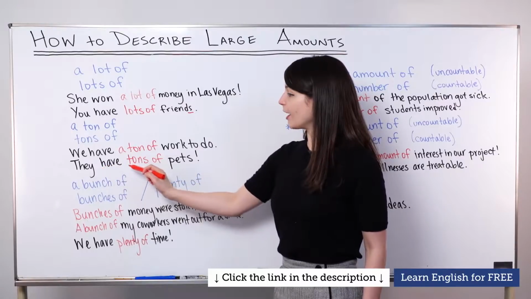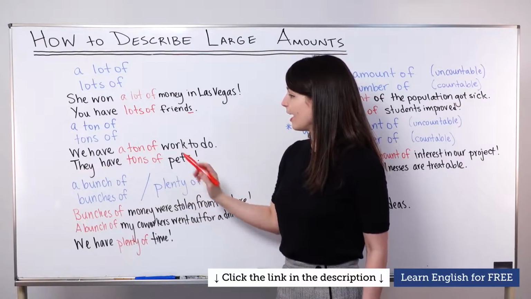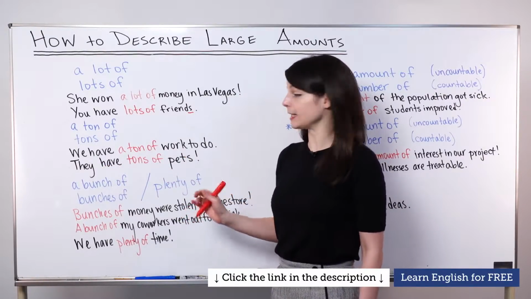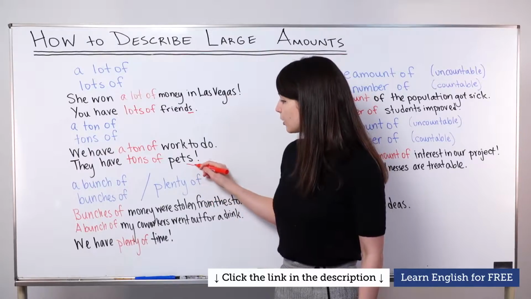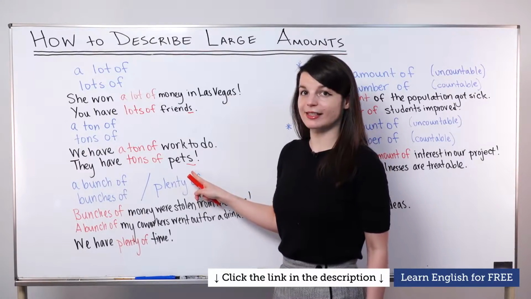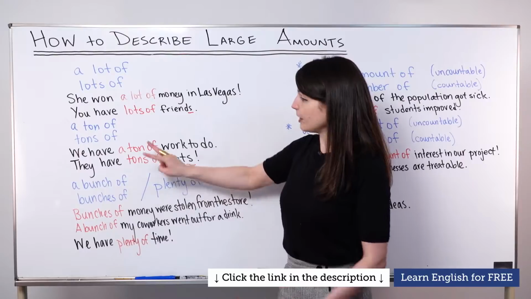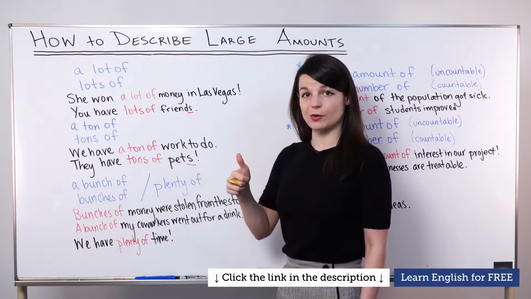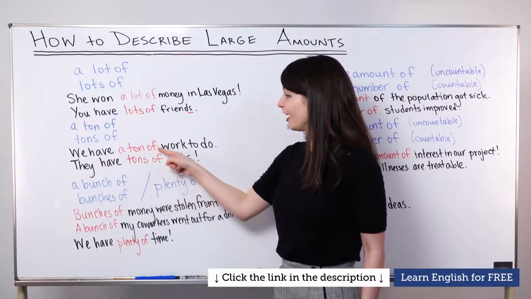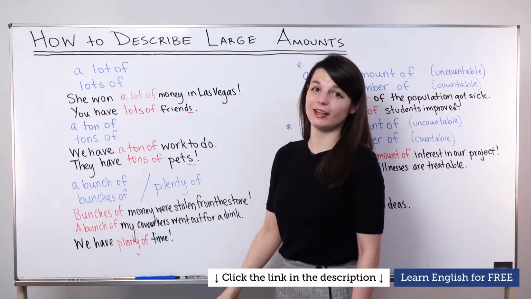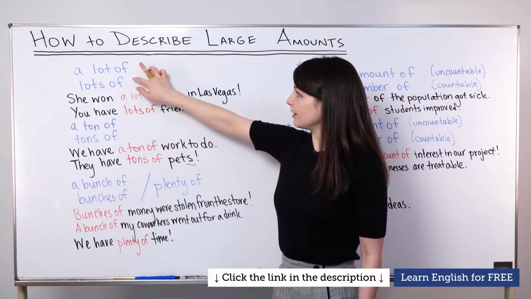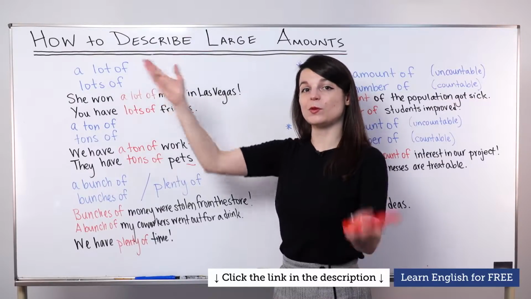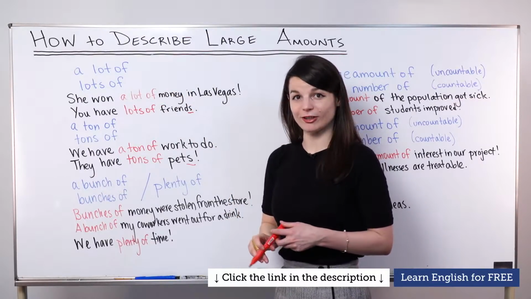Or, they have tons of pets. Pets is a countable noun. We need to use the plural form pets here. Again, I could swap these if I wanted to. We have tons of work to do is okay. And they have a ton of pets is also okay. So again, this pair and this pair follow the same rule. You can choose whichever one you prefer.